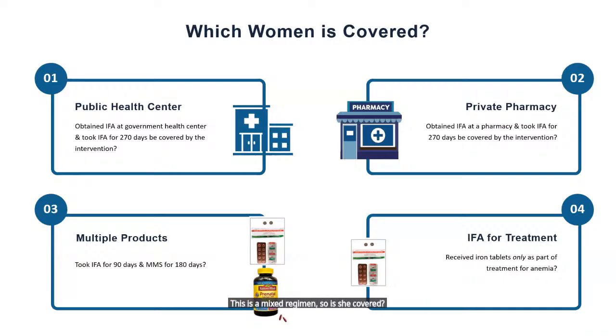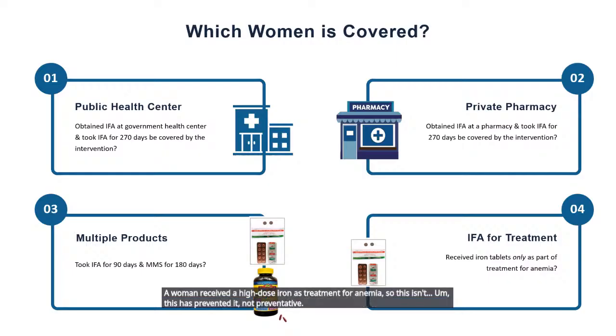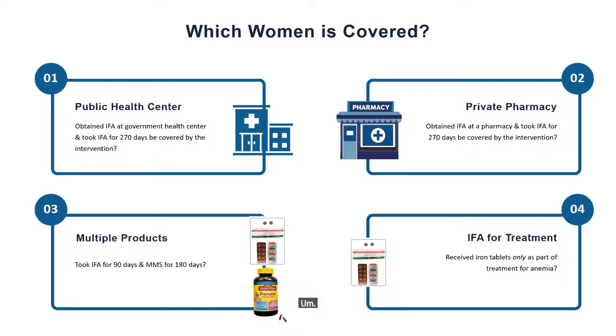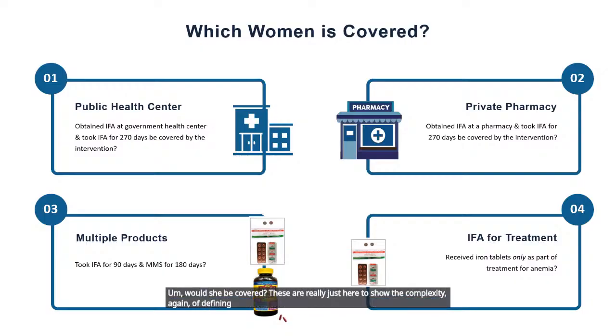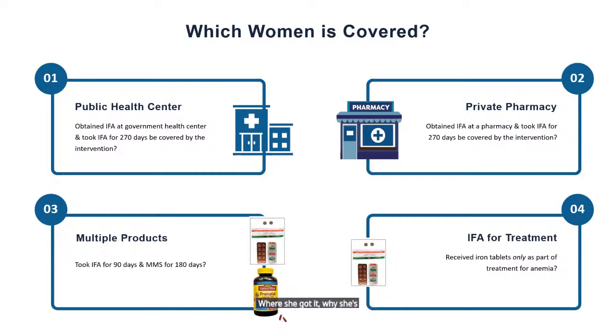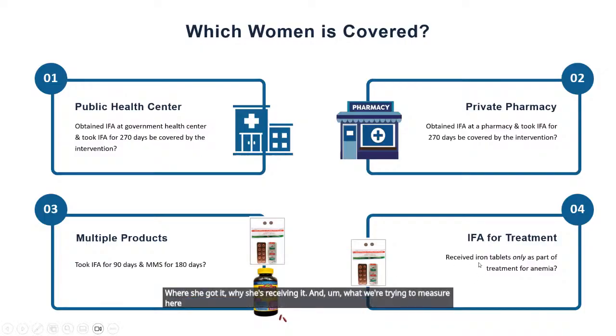And then the last one, 4, a woman received a high-dose iron as treatment for anemia. So this is not preventative. Would she be covered? These are really just here to show the complexity, again, of defining what covered means. And it's not just about what a woman took, but where she got it, why she's receiving it, and what we're trying to measure here. Next slide.